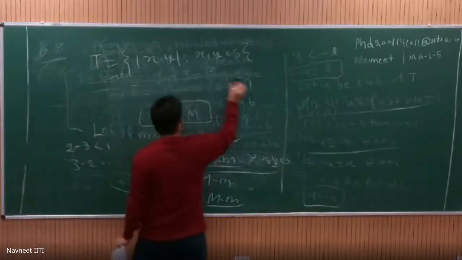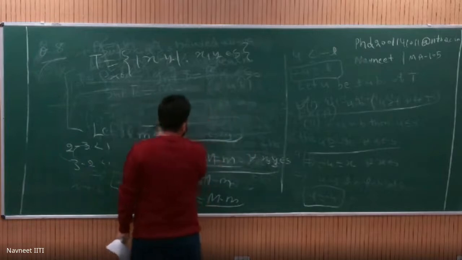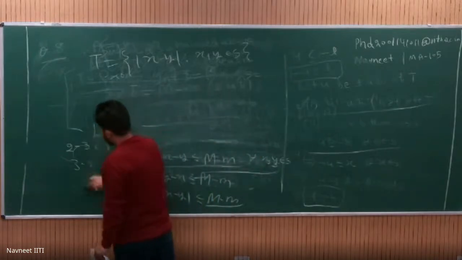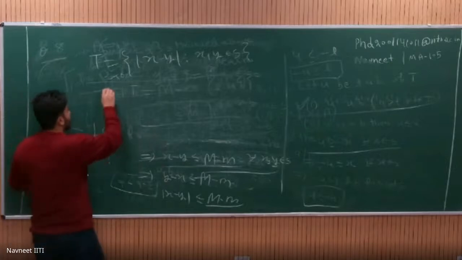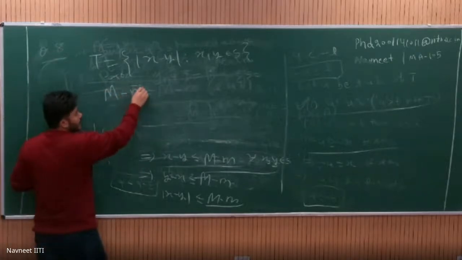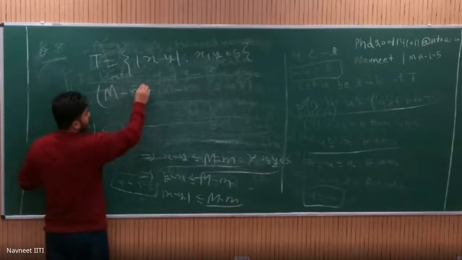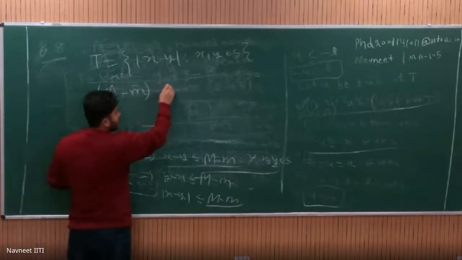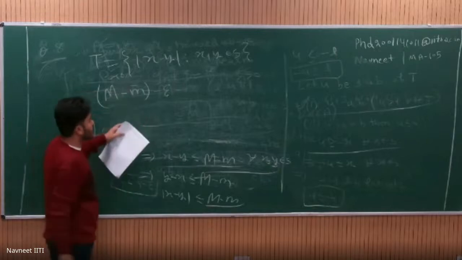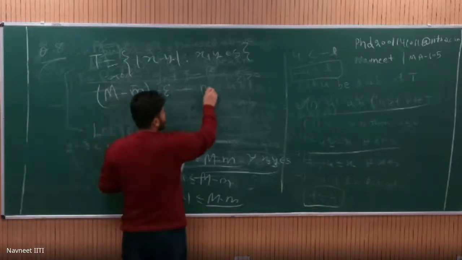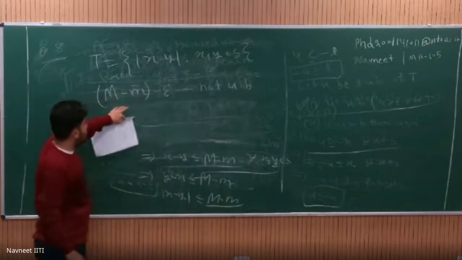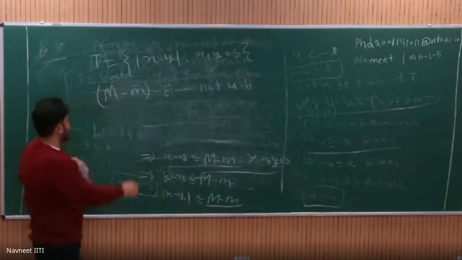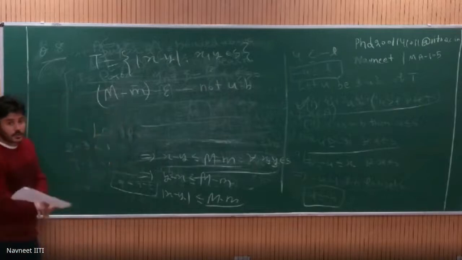Now how to prove that it is the least upper bound? I am using question number 8. I have proved that this M minus m is an upper bound. If I subtract epsilon from this, and if this is not an upper bound, then this M minus m is definitely going to be the least upper bound. It's clear or not?